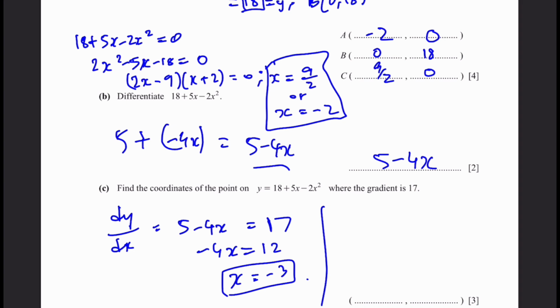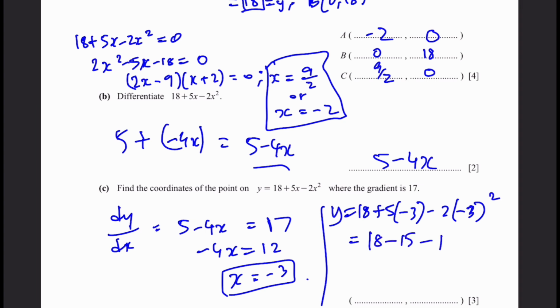Now we can substitute this x value into our original equation to get the y value. So y is equal to 18 plus 5 times minus 3 minus 2 times minus 3 squared. That's going to be 18 minus 15 minus 18, negative 15. So the point is minus 3 comma minus 15, and that's our answer.